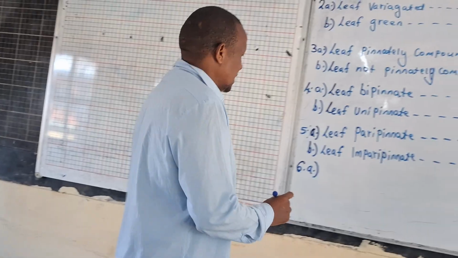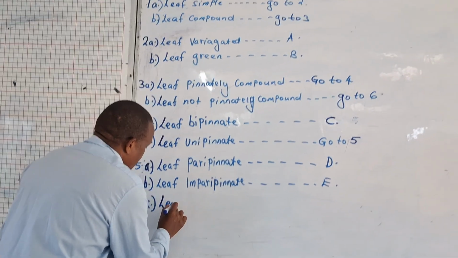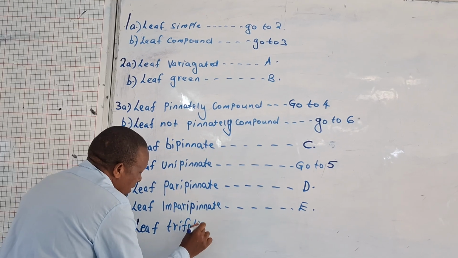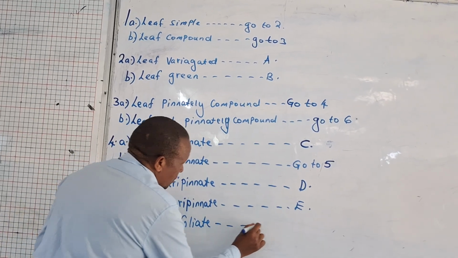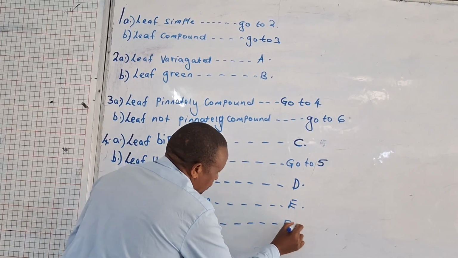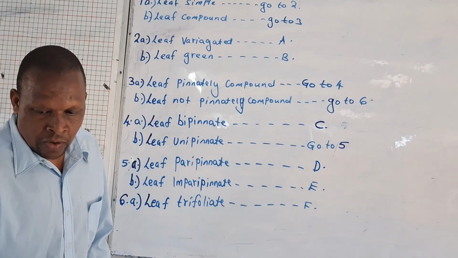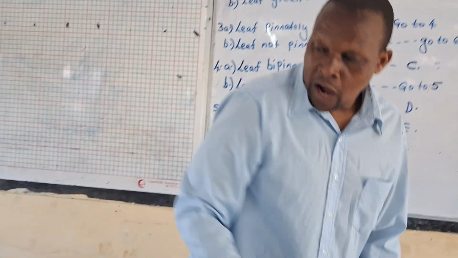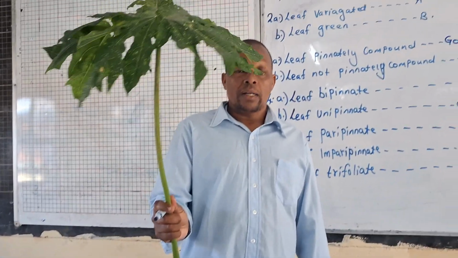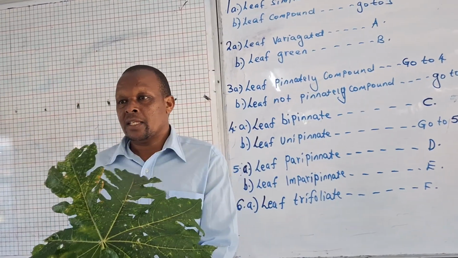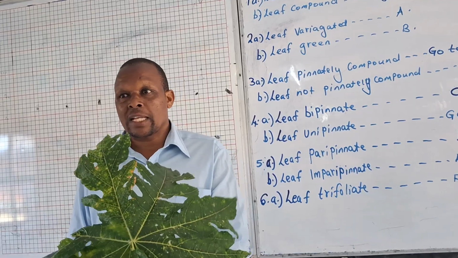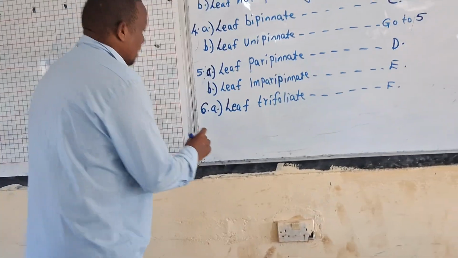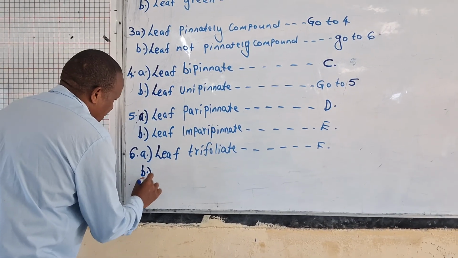So you just come here and say leaf trifoliate. Now, if this one was E, then this one is going to be F. That is trifoliate. So we are done with this one. We put it aside. How many are remaining? Only one. What type of a leaf is this? Palm. It just looks like the palm of my hand or your hand. So here, leaf palmate. That's 6B.